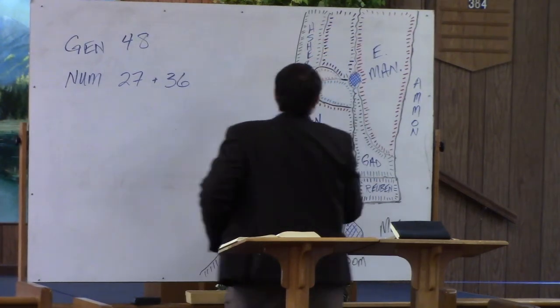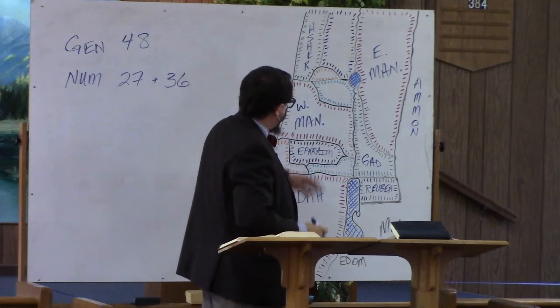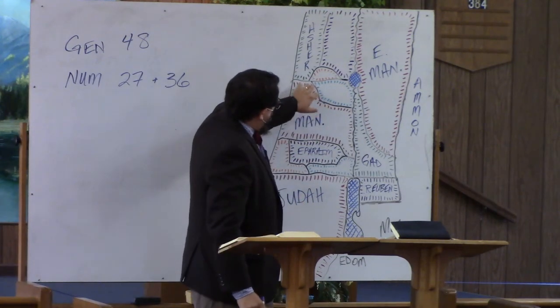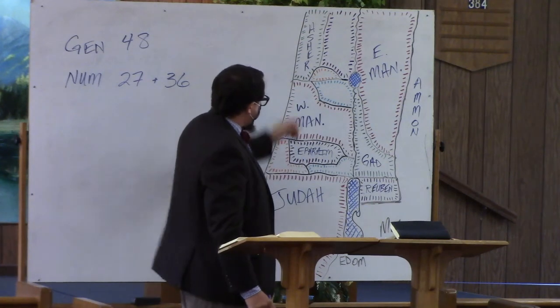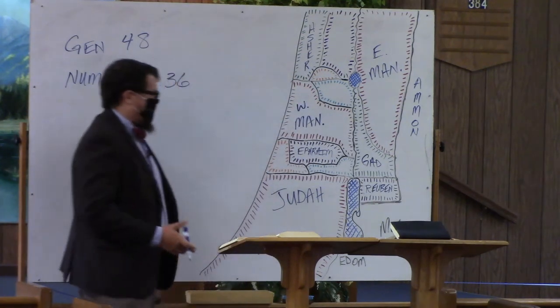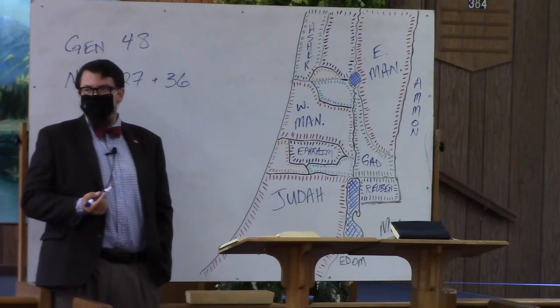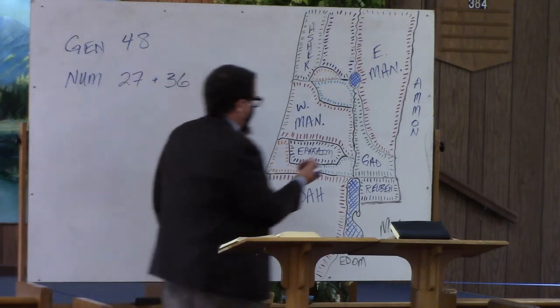All right, and to the east of Manasseh, which, again, we're talking about this area here. It's east from a certain perspective in Manasseh. Which tribe do we find there? Issachar.